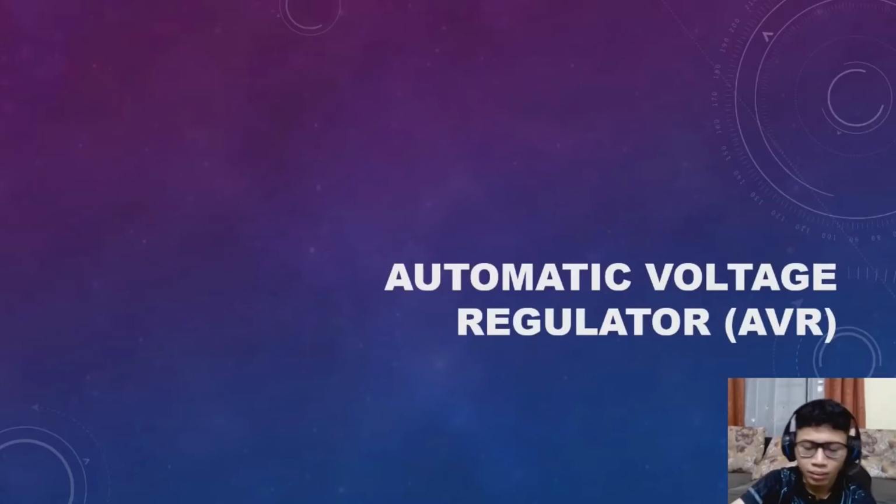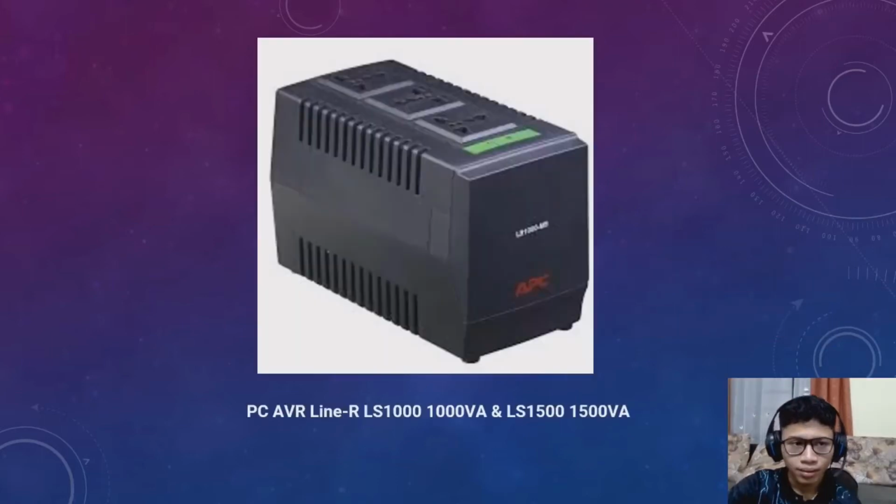Assalamualaikum. My name is Haikal and now I'm going to present the automatic voltage regulator, or AVR. This is the model that we picked for the upgrade of the computer laboratory. The model is called the EC AVR Line R LS1000, 1000 VA, and LS1500, 1500 VA. There are actually two models here, but it depends on the computer laboratory environment.